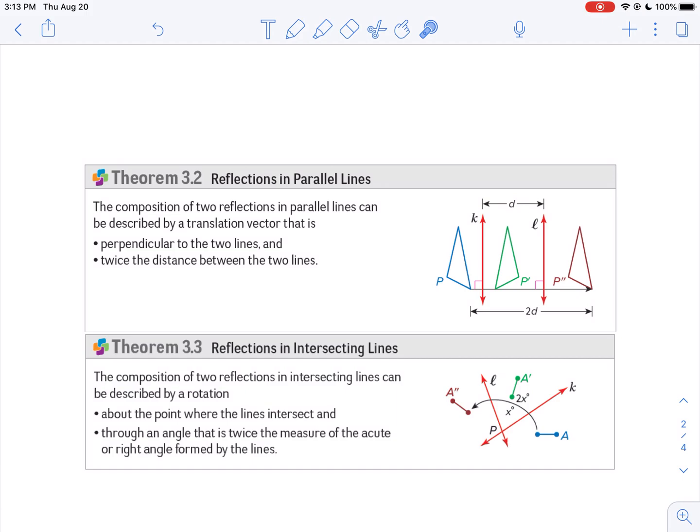And if the lines are not parallel, they intersect, well, then that's a rotation. And the degree of the rotation is going to be twice the measure of the angle between the intersecting lines. Because when you do a reflection once and then you do it again, you get a rotation.